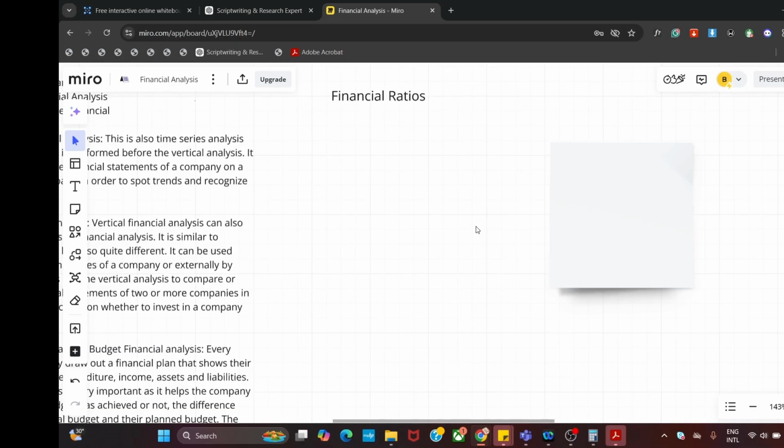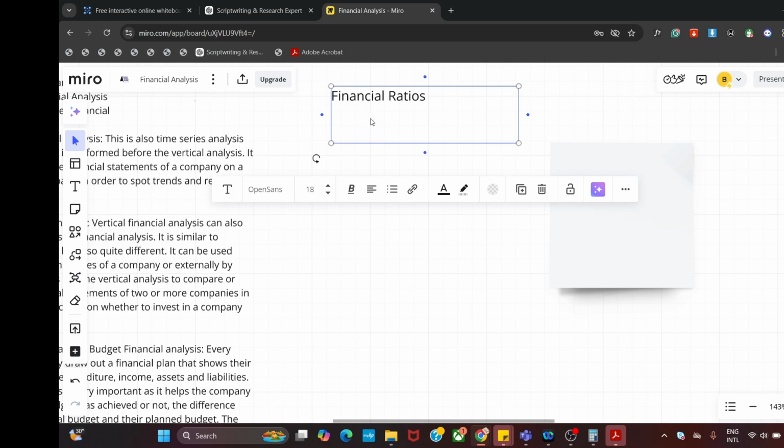Welcome to the second part of the video on financial analysis. In this part of the video we are going to be talking about financial ratios. One thing you need to understand about financial ratios is that they are a very important tool used by financial analysts, stakeholders and investors to determine the financial performance and overall financial health of the business.